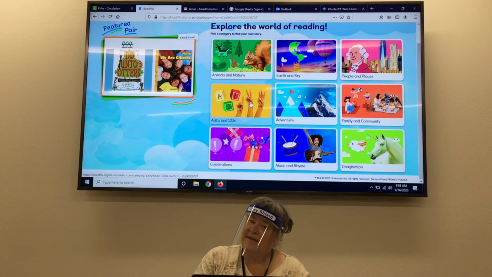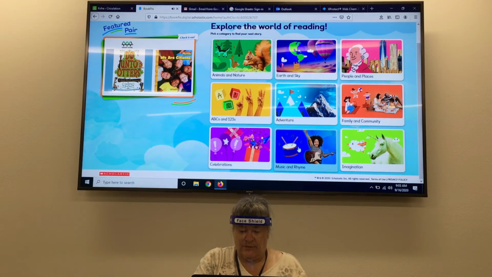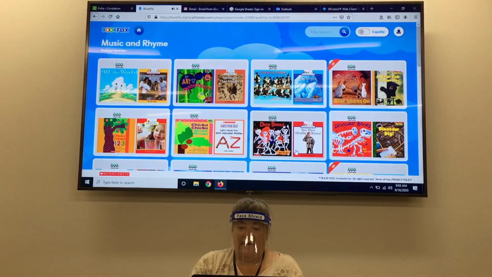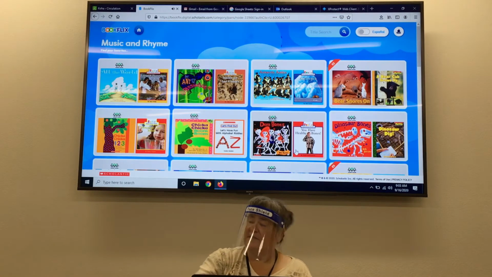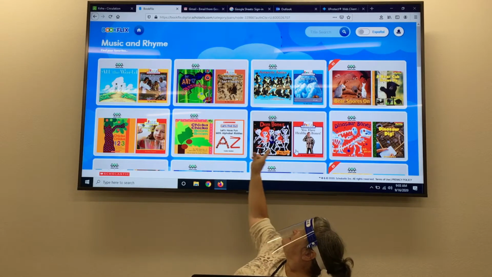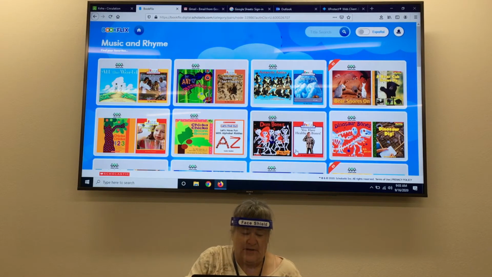And since I didn't get to show the toddlers the book I wanted to show them last week, I'm going to go to music and rhyme. Music and rhyme. And look at all the books. 1, 2, 3, 4, 5, 6, 7, 8 times 2. There's 16 different books there.